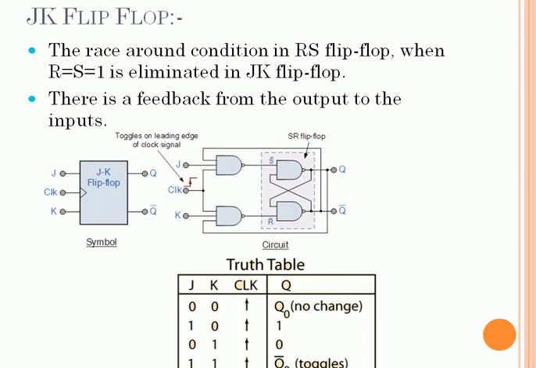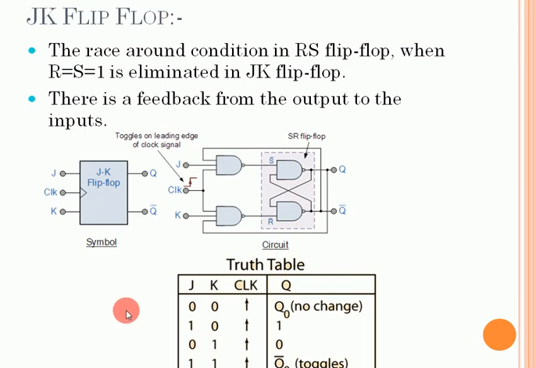And the next is the JK flip-flop. The problem in the SR flip-flop is that we cannot provide both inputs S and R as 1 1. This is known as a race around condition, and this problem can be solved in the JK flip-flop. As we can see in the diagram here, we have provided feedback to the inputs of the circuit. Here there is a feedback from the Q to the K input, and from the Q bar we are taking the feedback and giving it to the J input of the flip-flop.